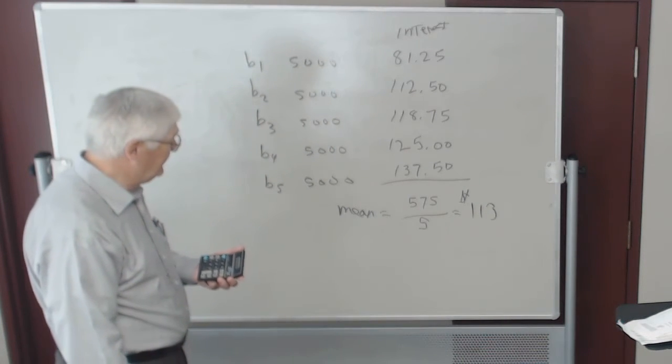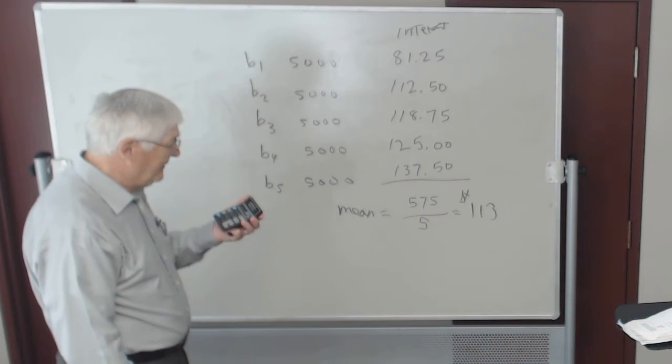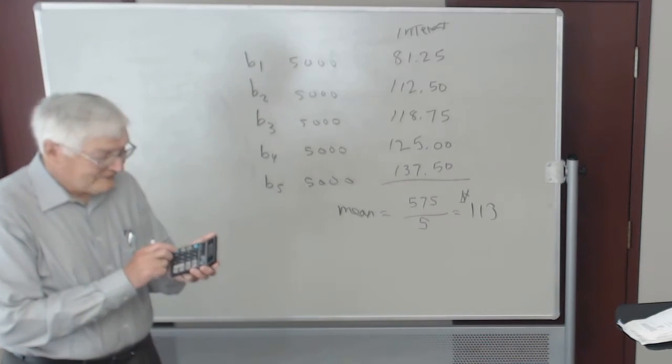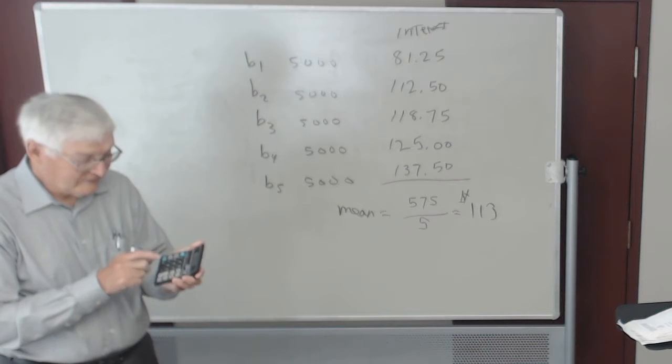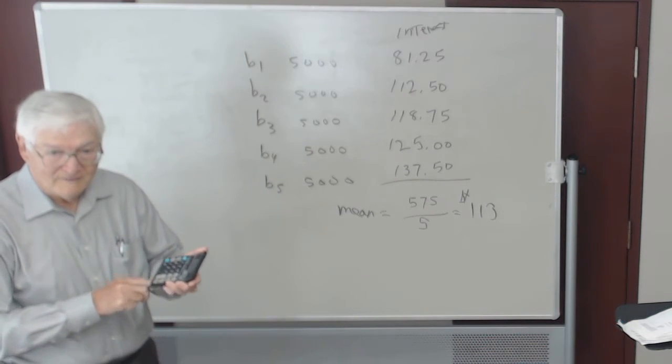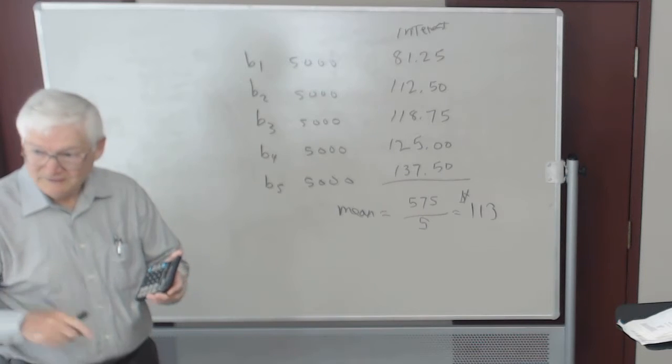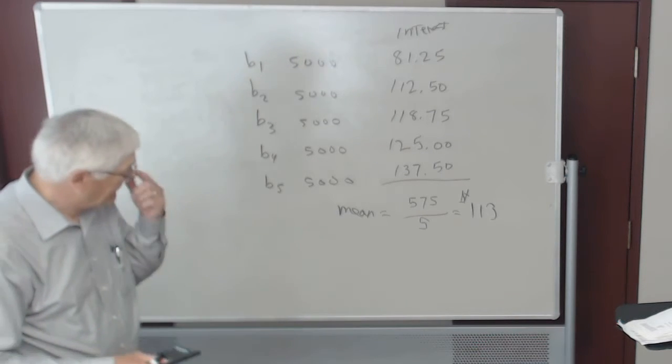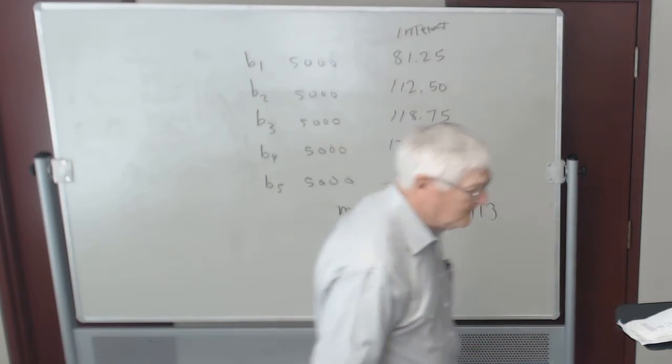Does that sound reasonable? Did I do my math right? I mean, you say, how could you make a mistake using a calculator? What's the answer to that question? You could type it in wrong. I can make a mistake in punching the buttons. Does that sound reasonable? Yep.